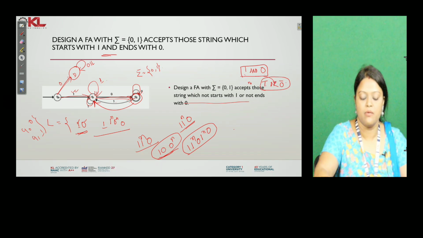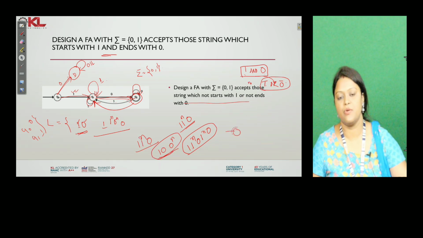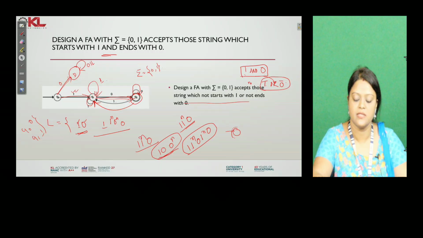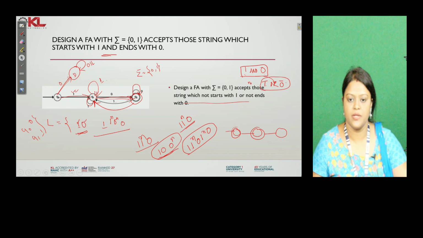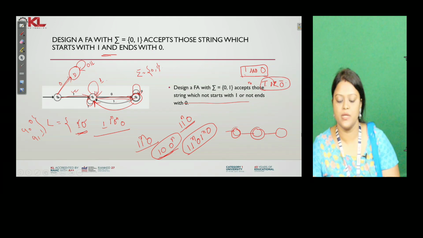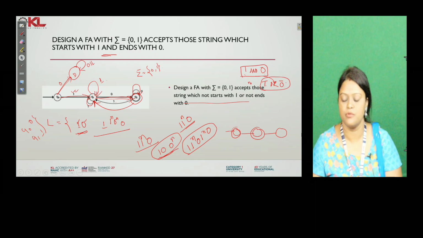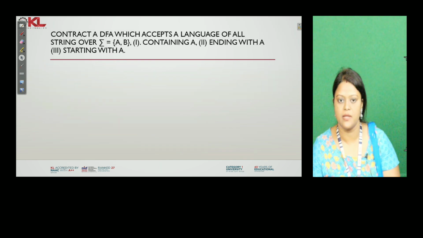For this one we can do the same diagram, only the starting symbol state will be the only non-final state, and the final states will become non-final states and the non-final state will be the final state. In this way we can design the same one. So this is a homework that you can do, draw the diagram and check for this one.